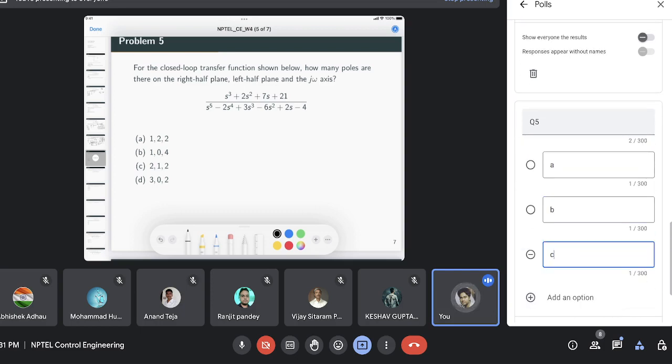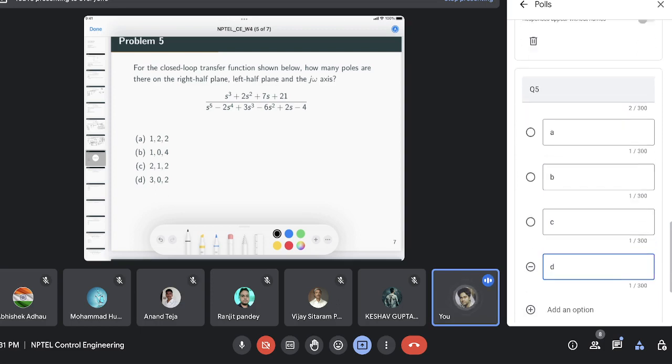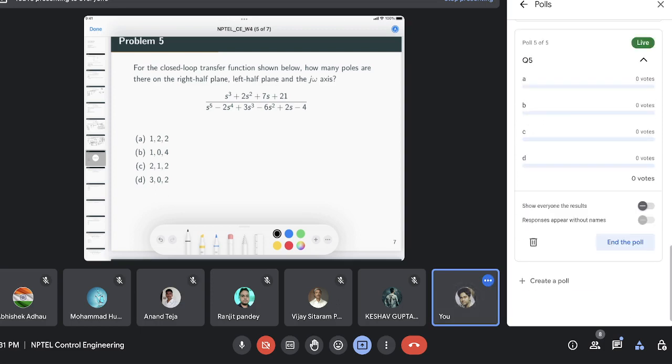Again you apply the Routh-Hurwitz criterion. You do this Routh table, and if you encounter a row of 0, then you can have imaginary axis poles. If you don't have a row of 0, then there is no possibility of imaginary axis poles. The number of sign changes gives you an indication of right half plane poles.